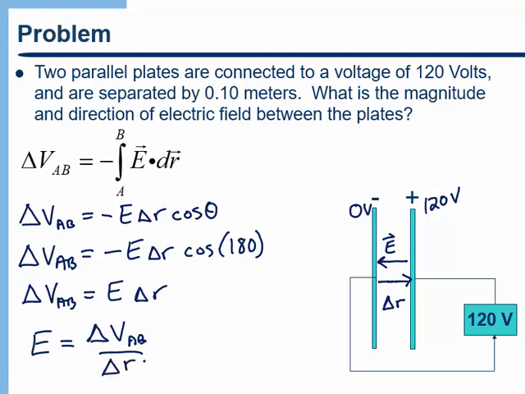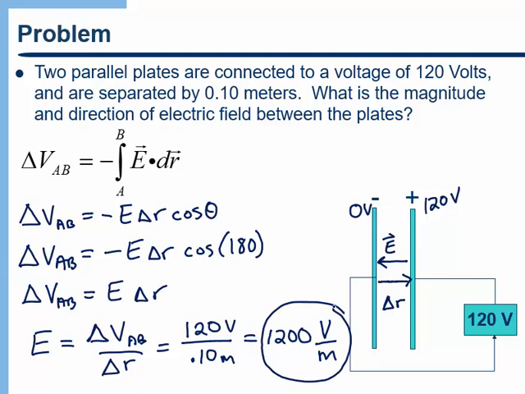Now, we can finish the problem here. We've got the change in voltage from 0 to 120 would be 120 volts. And the distance between the plates that we're going is 0.1 meters. And so we would get 1200 volts per meter. Now, a couple important things here.